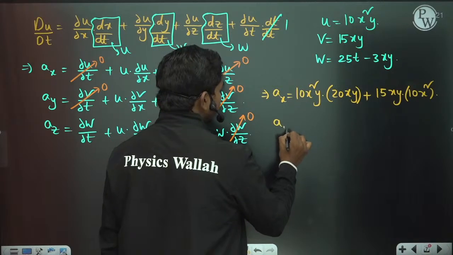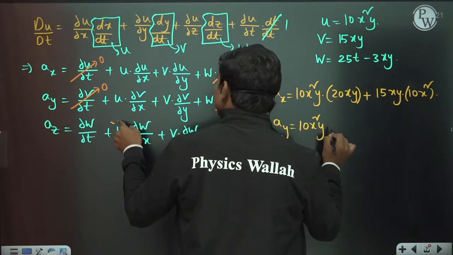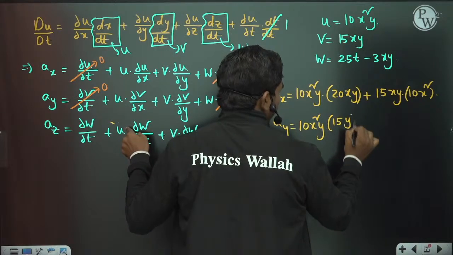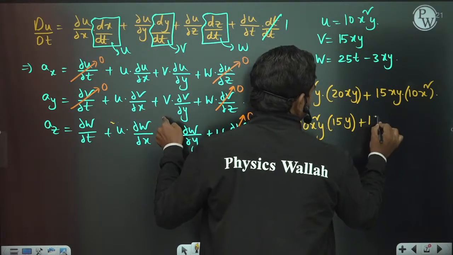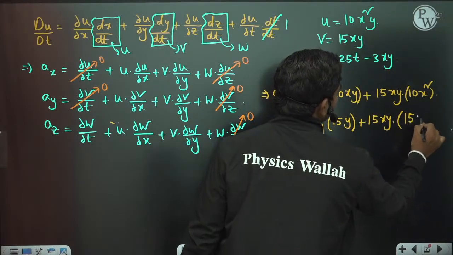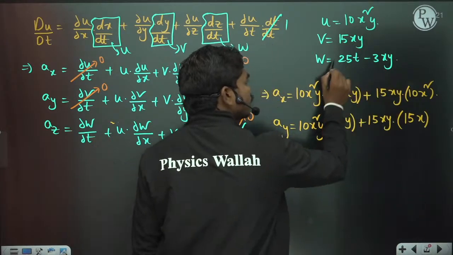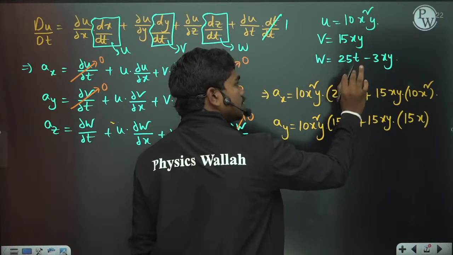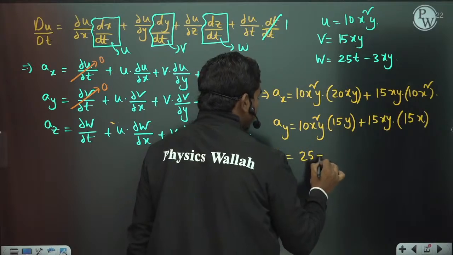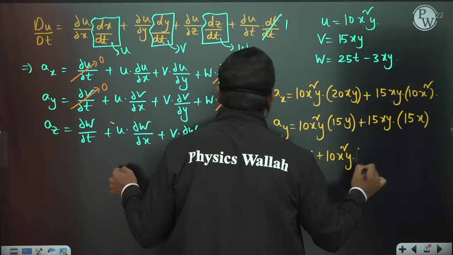Similarly, ay is equal to u, which is 10x²y, into ∂v/∂x. If you differentiate this with respect to x partially, you have 15y, plus v, which is 15xy, into ∂v/∂y. So ∂v/∂y is 15x. Similarly, az is equal to ∂w/∂t. If you differentiate this complete function with respect to t partially, the partial derivative of 25t is 25, plus u, which is 10x²y, into ∂w/∂x.